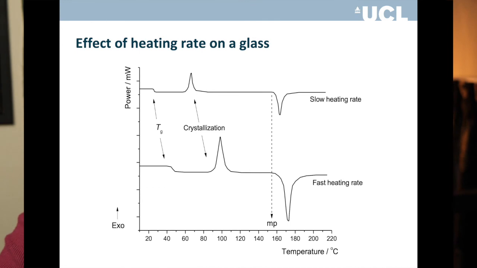On the screen I'm showing you some examples of amorphous material heated up in a DSC. It's the same material, it's just at two different heating rates. I'm going to come back to that in just a second, but focus on the top trace for now. The first thing you see is a step change in the baseline. That's very characteristic of an amorphous material.